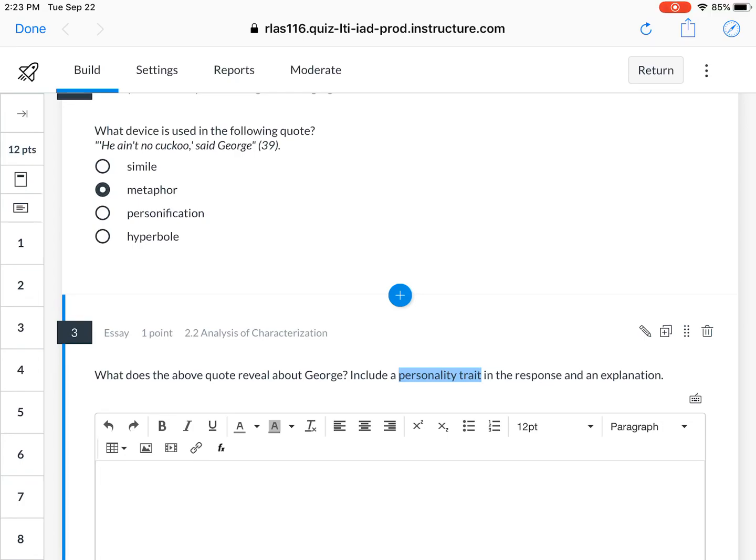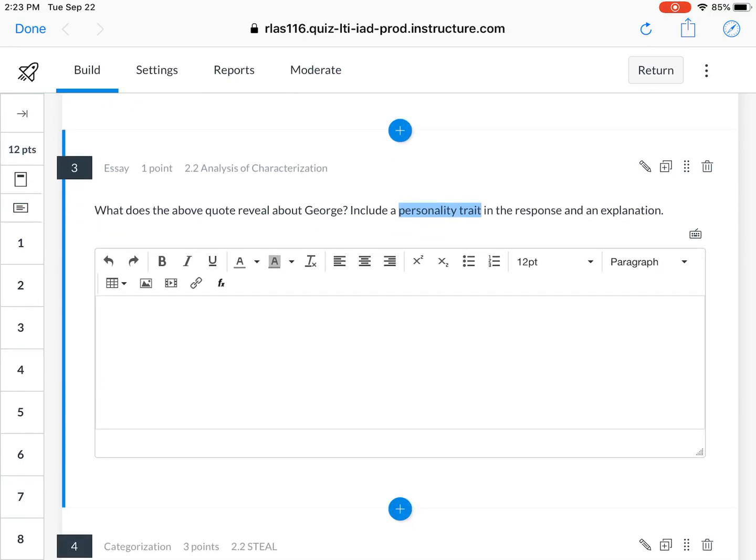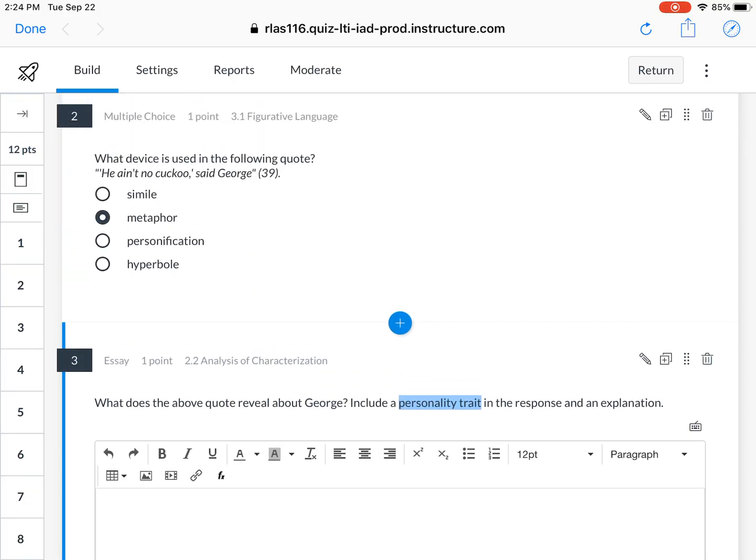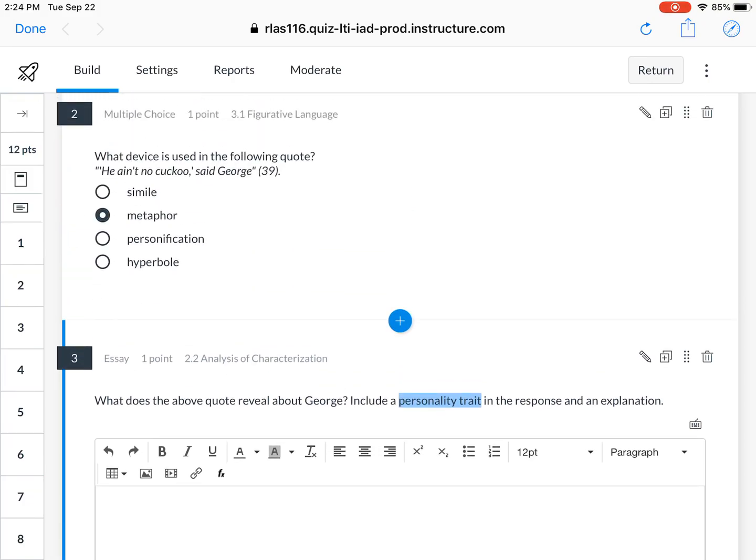Comparing two things without using like or as. Number 3, what does this quote reveal about George? A lot of you guys said that he was funny or that he was rude. Well, he wasn't being mean to Lenny here. He was actually saying he's not cuckoo. He's not crazy. All right?